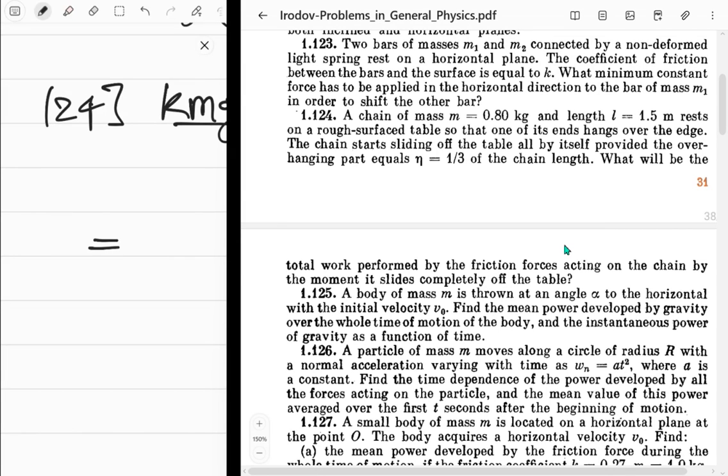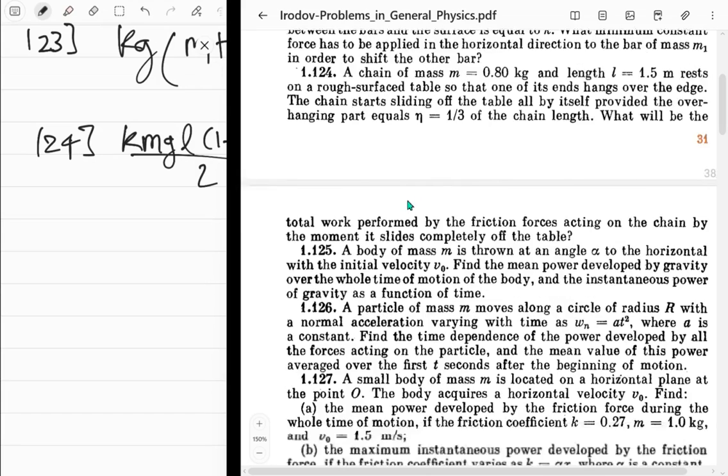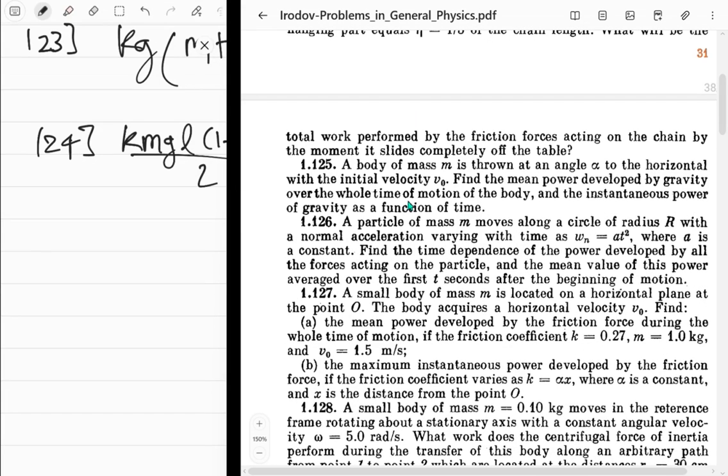What if it's just slowly sliding off? It just said it starts sliding off, right? Yes. We don't know what velocity it achieves. Oh, this is really bad. Okay, fine. I'll see this in greater detail later on. Just skip this for now. 125.